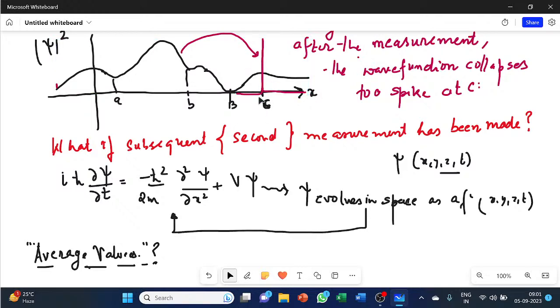Okay. So it is already very difficult that I assume that the particle does not change its position in the subsequent measurement. In the subsequent measurement, it may have changed its position because psi also is governed by, sorry, by the Schrodinger equation. So psi evolves in the space as a function of x, y, z, that is the coordinates, and time, according to this Schrodinger equation. So if it is not made very quickly, I cannot say that again the subsequent measurement would give me C.